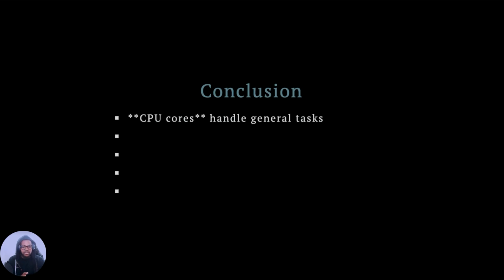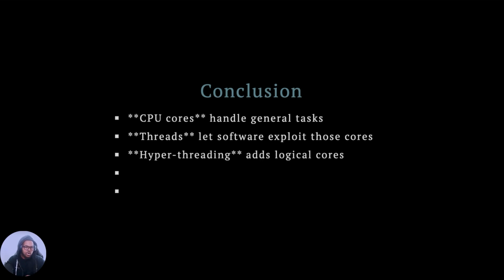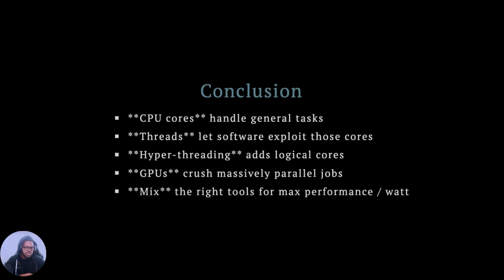So in conclusion, CPU cores handle much more general tasks. Threads let software take advantage of those extra cores. Hyperthreading adds logical cores. GPUs crush massively parallel jobs. And finally, having the right mix of the right tools ensures you achieve maximum performance for your workloads per watt.